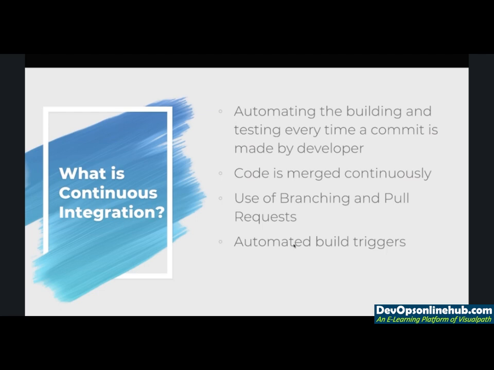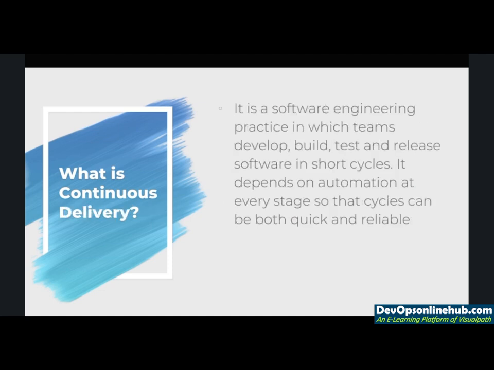And then teams use build definitions to ensure that every commit to the master branch triggers the automated build and testing process. Implementing CI is the way to ensure bugs are caught earlier in the development cycle, which makes them less expensive to fix. Build, test, and release software in short cycles. And then it depends on automation at every stage so that cycles can be both quick and reliable. So here you deliver your software. So that's continuous delivery, and you're continuously delivering the software.